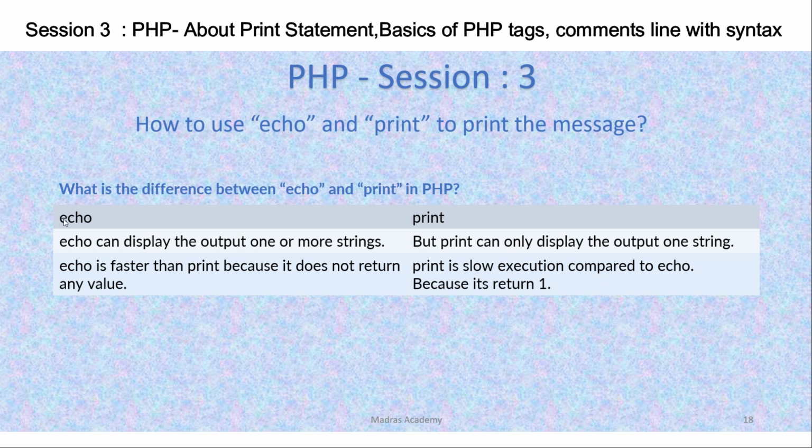Echo can display the output of one or more strings, but print can only display the output of one string. Only one string it will return, but here we can print one or more strings using echo. Echo is faster than print because it does not return any value. Print is slower in execution compared to echo because it returns one value. So this is the main difference between print and echo, and we'll see how to use print and echo in our code.